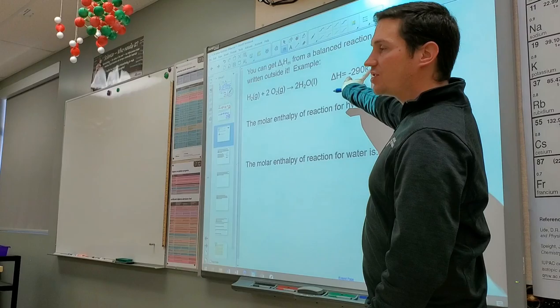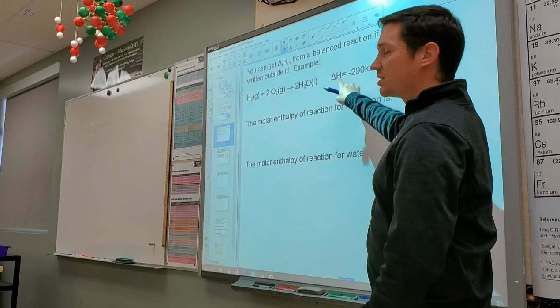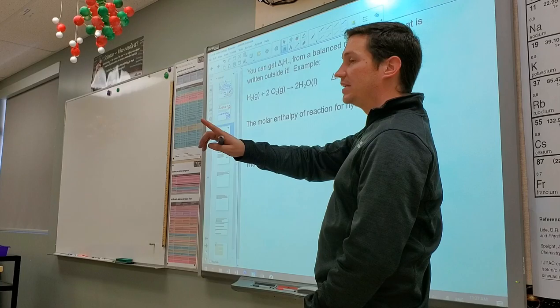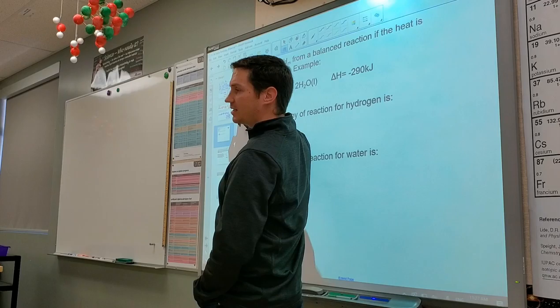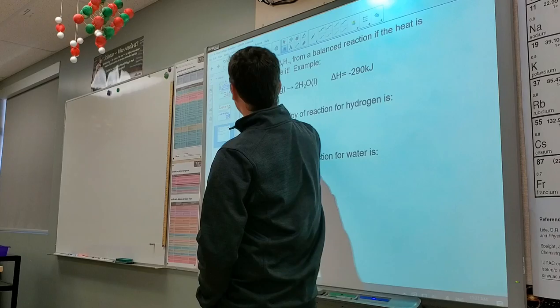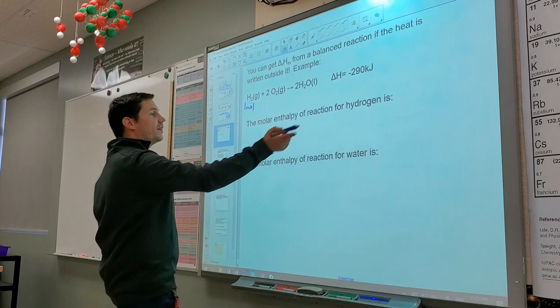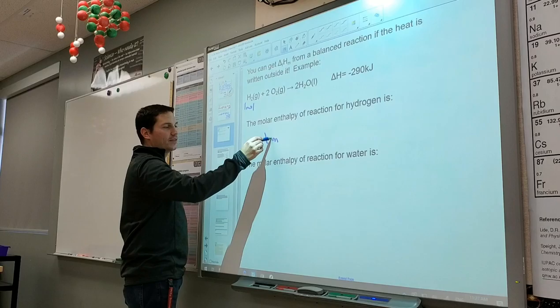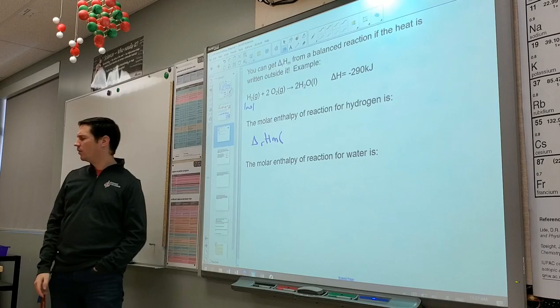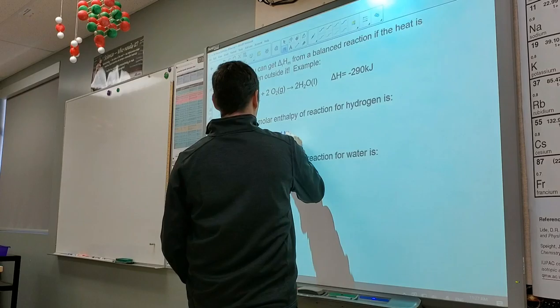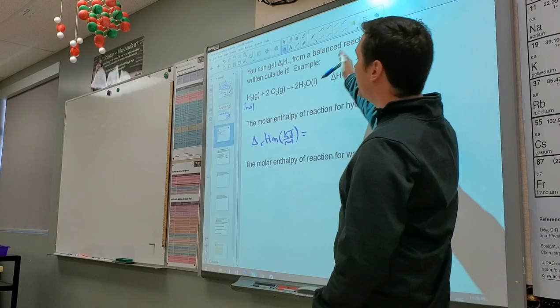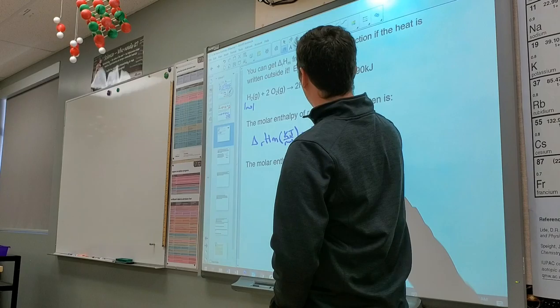The molar enthalpy of this reaction for hydrogen: what I want you to think about is how much energy is being released in this reaction? 290 kilojoules. So please pay attention. For how many moles of hydrogen do we have reacting here right now? One. So for every 1 mole of this, we're going to release 290 kilojoules. For every 2 moles of this, we're going to release 290 kilojoules. So if we wanted the molar enthalpy of the reaction, what's molar enthalpy always measured in? Kilojoules per mole.